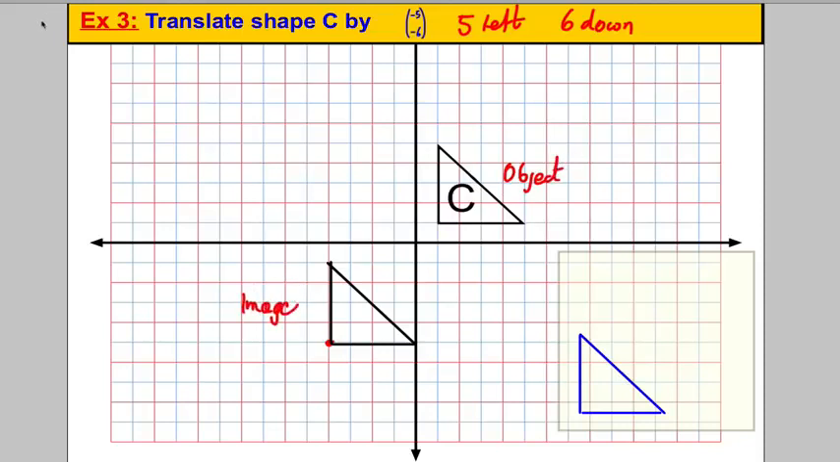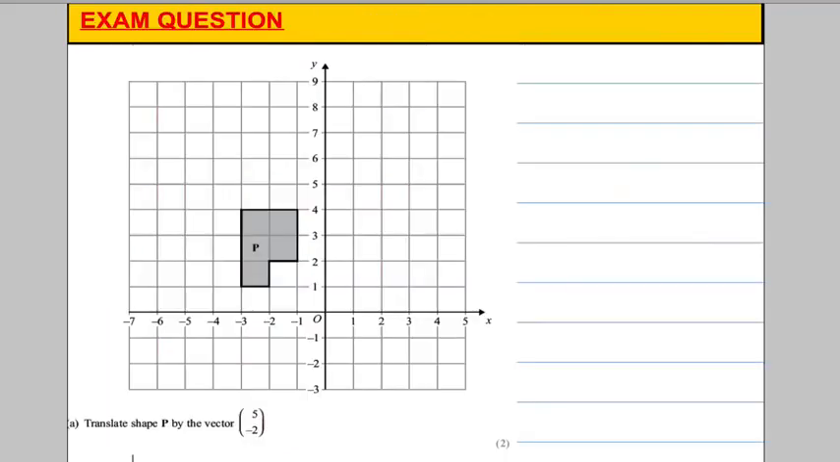Right, let's have a go at an exam question. Here you go. In 10 seconds, I'll go through it. Okay, so what we're going to do is translate that shape by 5, 2, and obviously that means 5 to the right and 2 down. Okay, so let's pick a corner. Let's do it that way first. Pick a corner, and I'm going to go 1, 2, 3, 4, and 5, and 2 down, 1 and 2. That corner now goes there, and I will draw in the remaining shape.